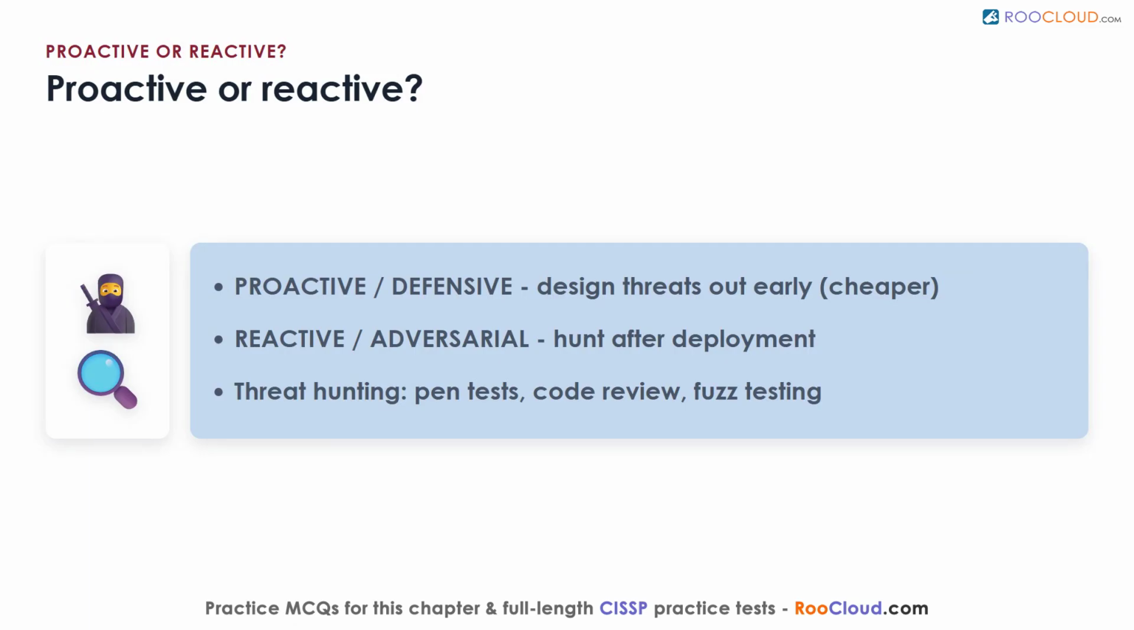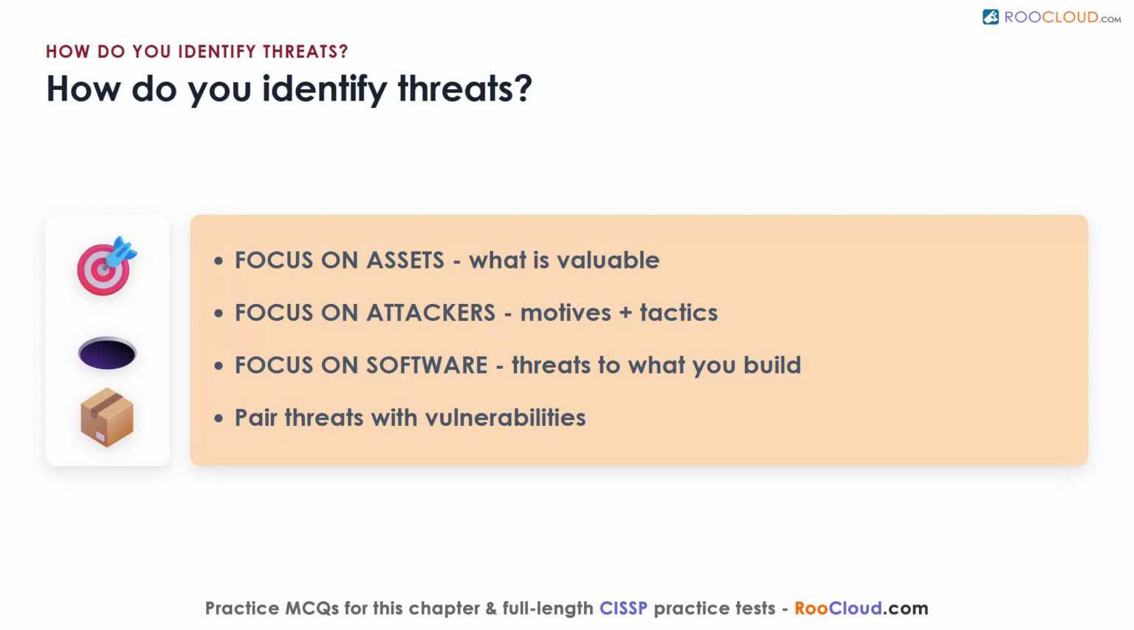The reactive, adversarial approach happens after a product exists, hunting for problems you could not foresee. This is where threat hunting lives, searching for evidence of compromise once warning signs appear. It powers ethical hacking, penetration testing, source code review, and fuzz testing, which floods software with strange inputs to find hidden flaws. Think of designing a car with crumple zones versus crash testing one already built. You want both.